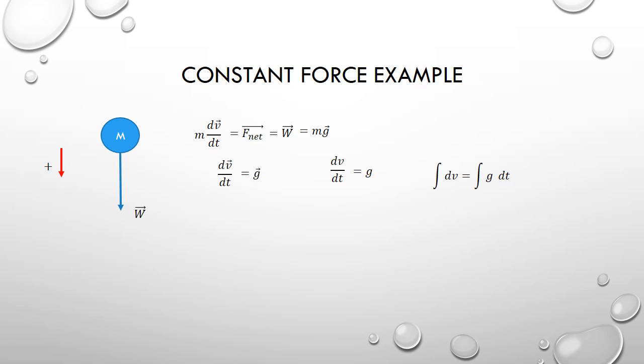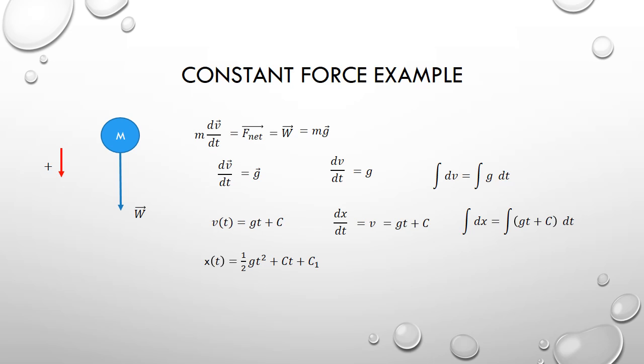And so this is a separable differential equation as is. If I integrate both sides, I get v of t is equal to gt plus some constant. Then, knowing the definition of velocity is equal to the rate of change of position, in this case the x variable, I can plug in for what v is. Again, it's a separable differential equation, so I can integrate both sides, and voila.